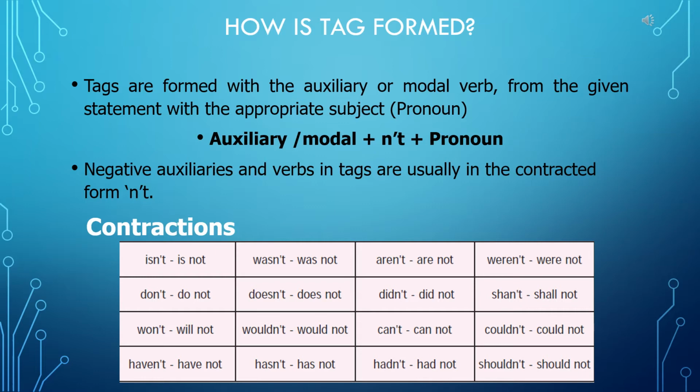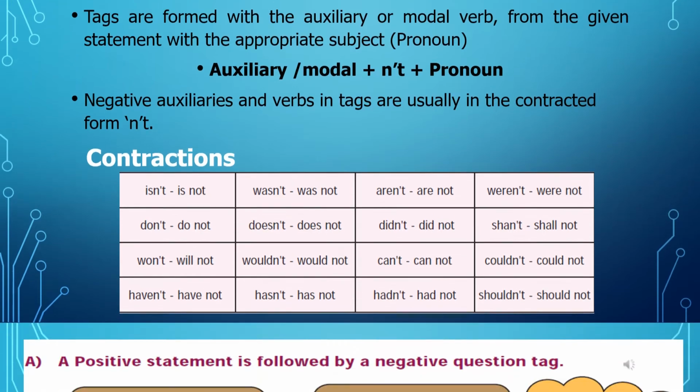Aren't means are not. Didn't means did not. Can't means cannot. Hadn't means had not. Weren't means were not. Shan't means shall not. Couldn't means could not. Shouldn't means should not.